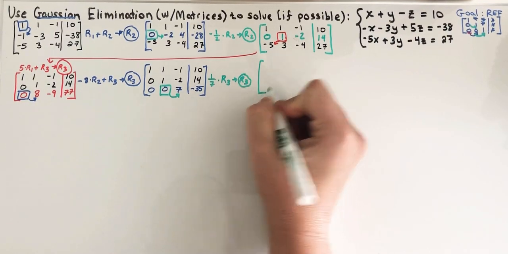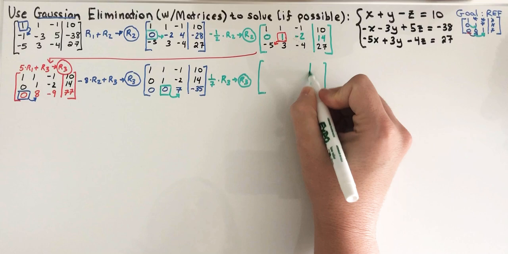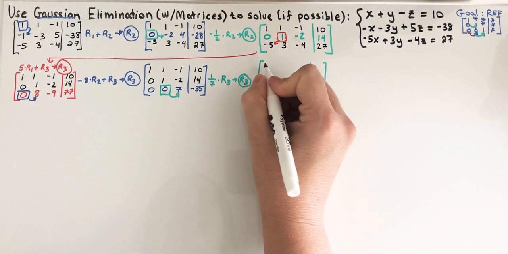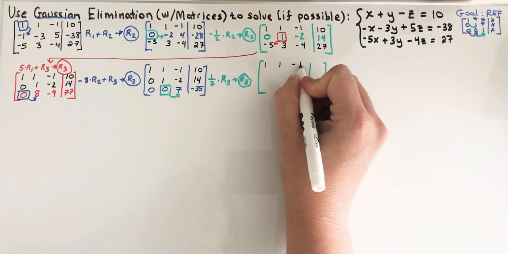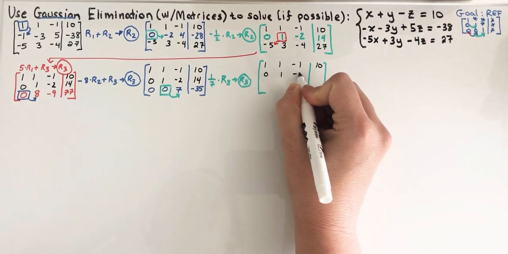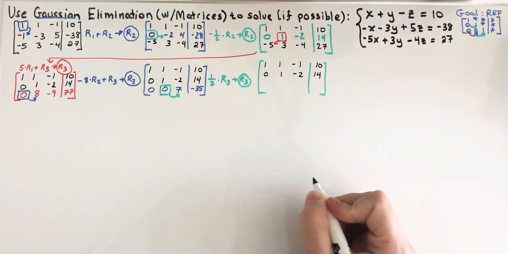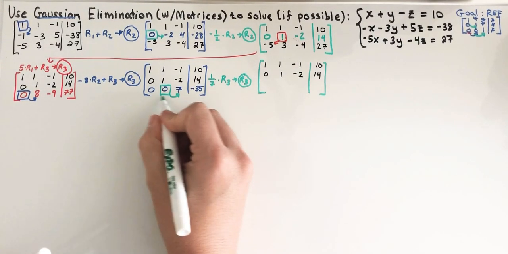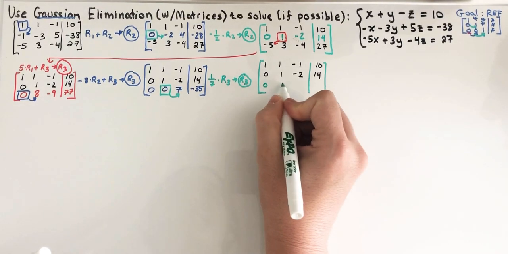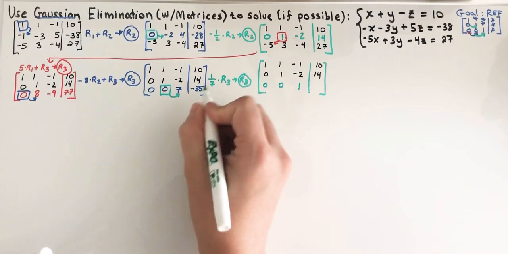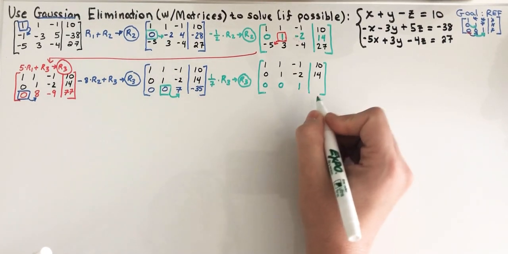Let's see what new matrix we've created. Okay, so I'm going to copy and paste rows 1 and 2 once more. 1, 1, negative 1, 10 for row 1, 0, 1, negative 2, 14 for row 2, and my new row 3 will be 1/7 times all the entries, so the zeros remain unchanged when you multiply. 1/7 times 7 is 1, which we wanted. Great job. And again, negative 35 over 7 will be negative 5.